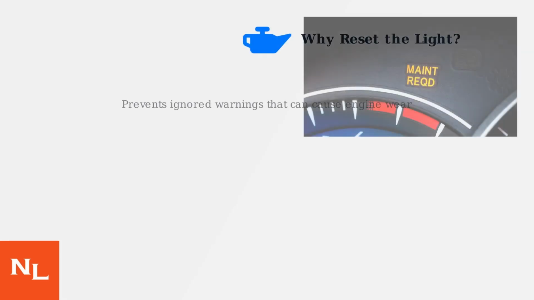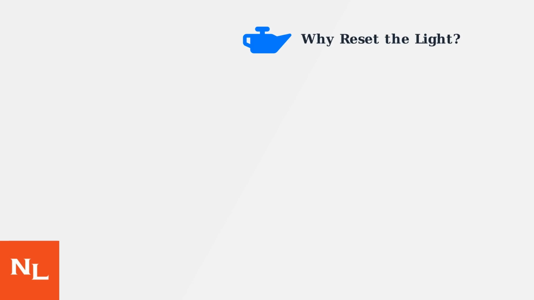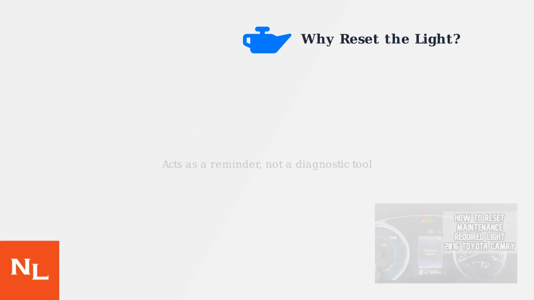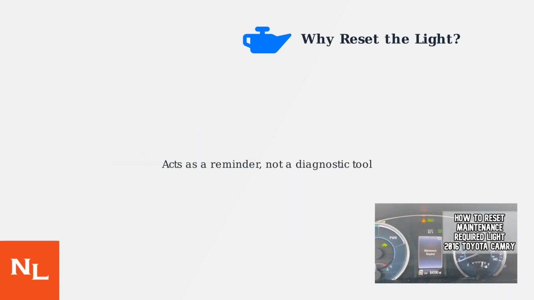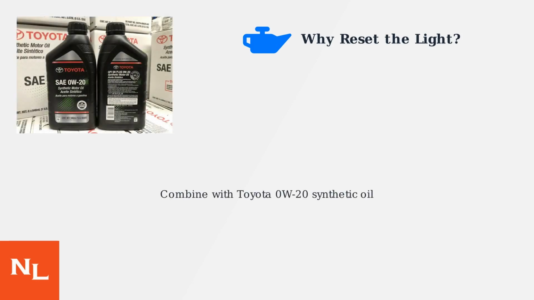Failing to reset the maintenance required light can lead to ignored warnings, potentially causing engine wear over time. It's important to reset the system after each oil change. Consider the maintenance required light as a reminder, not a diagnostic tool. Always combine this system prompt with proper oil changes using Toyota recommended 0W-20 synthetic oil.